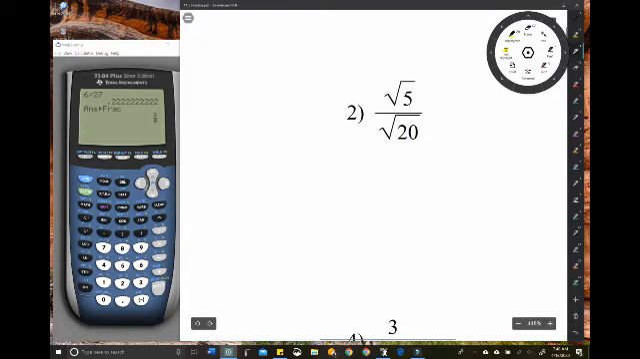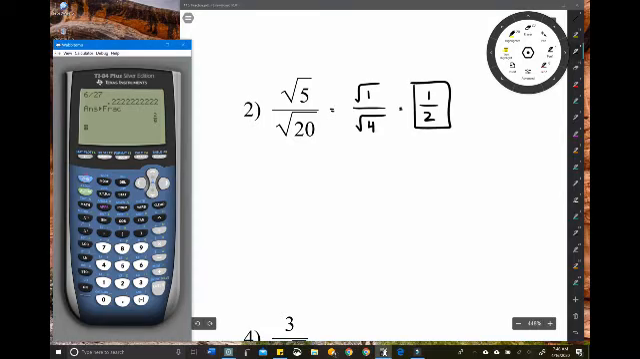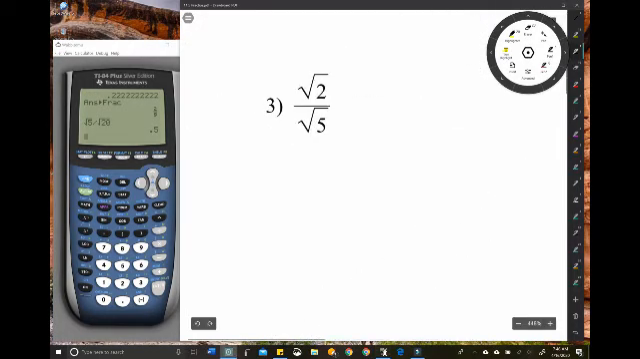All right, so pretty quick, 5 over 20. Right off the bat, 5 divided by 20, I know that's the same thing as square root of 1 over square root of 4. 5/20, hey, that's just 1/2. Square root of 4 is 2, so 1/2. You can also type that in your calculator: 5 divided by square root of 20. Should get the same thing. Nice. So 1/2.